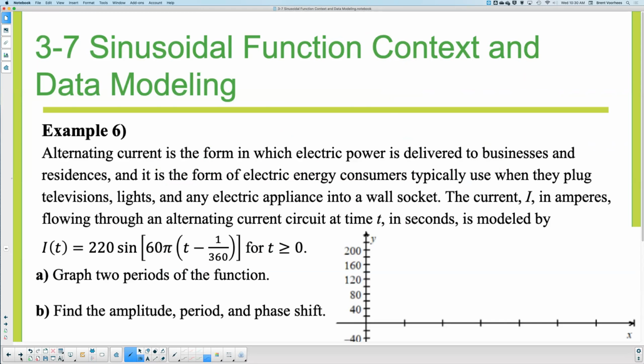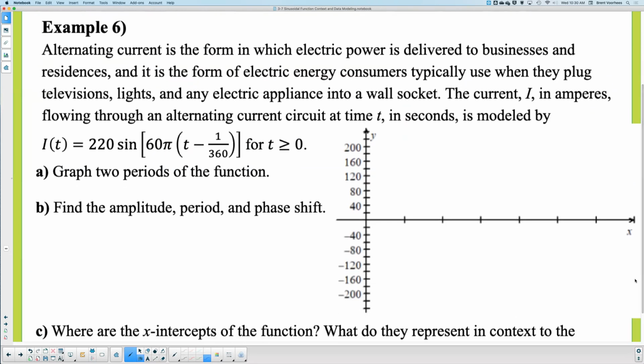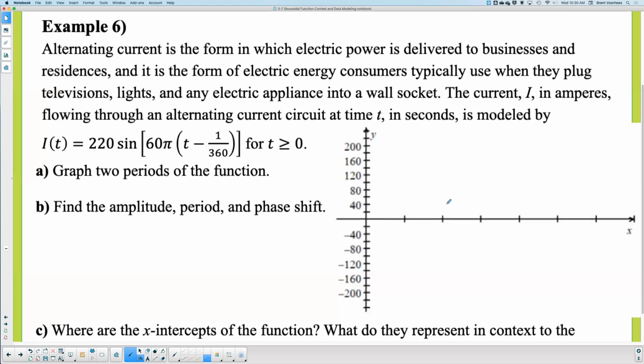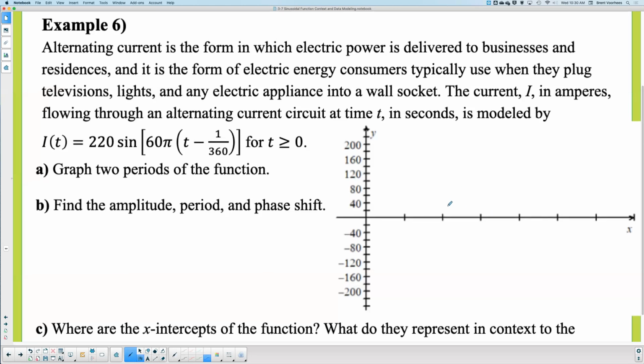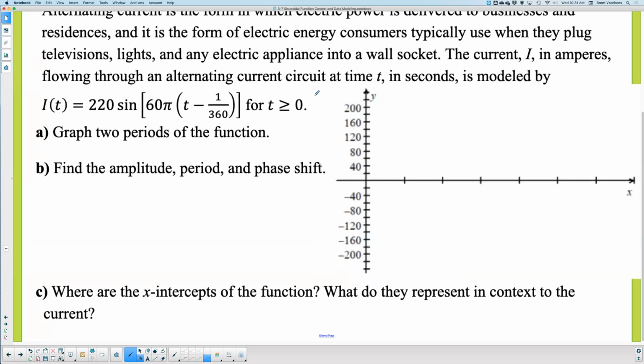Example 6. Alternating current is a form in which electrical power is delivered to businesses and residents, and it's a form of electrical energy consumers typically use when they plug in television lights and any electrical appliance to a wall socket, like your cell phone or your headphones, or whatever. The current, I, in amps, flows through an alternating current circuit at time t is modeled by this equation.